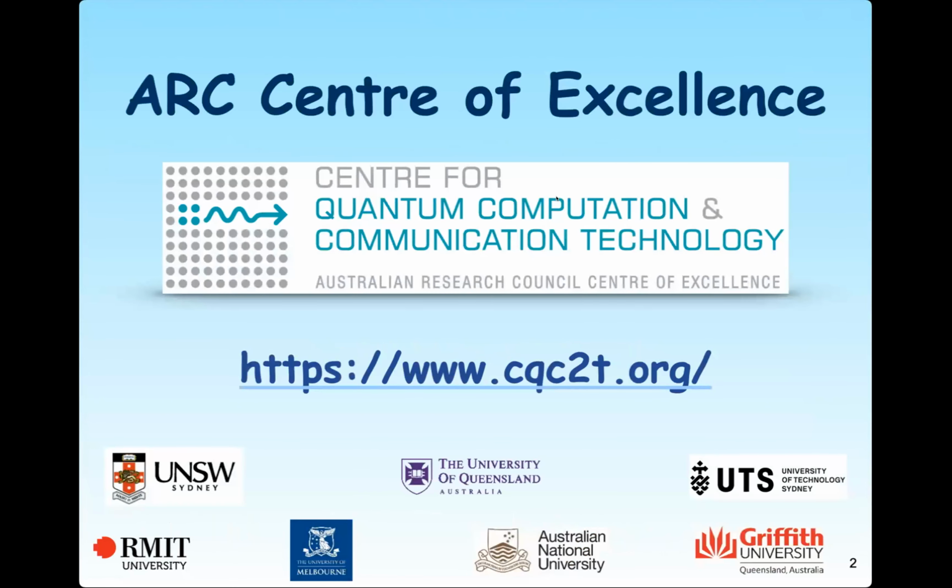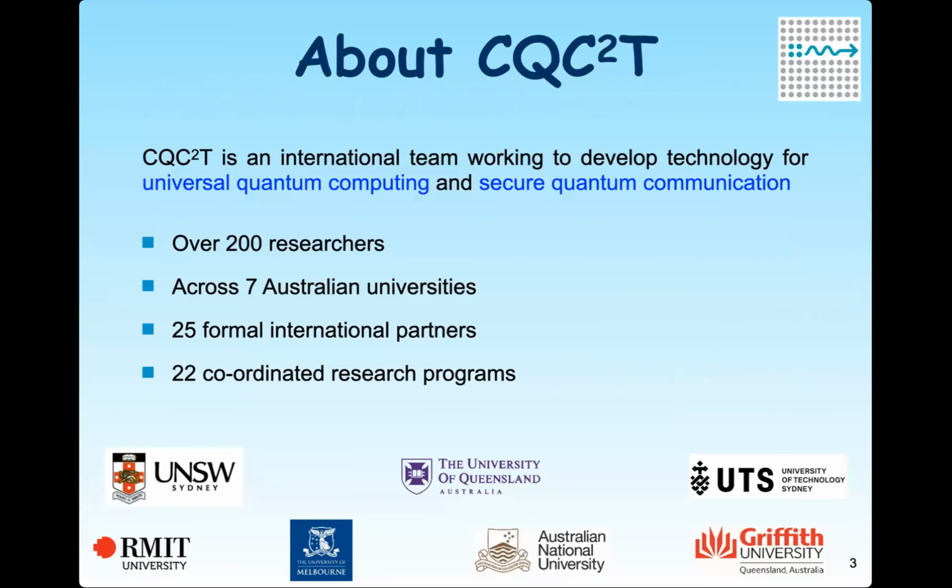So first of all, I'm part of an Australian Research Council Centre of Excellence, which is the Centre for Quantum Computation and Communication Technology. It's an international team working to develop technology for universal quantum computing and secure quantum communication. We've got over 200 researchers across 7 Australian universities, and we have 25 formal partners internationally and 22 coordinated research programs. I'm from RMIT University, which is a university in Melbourne.